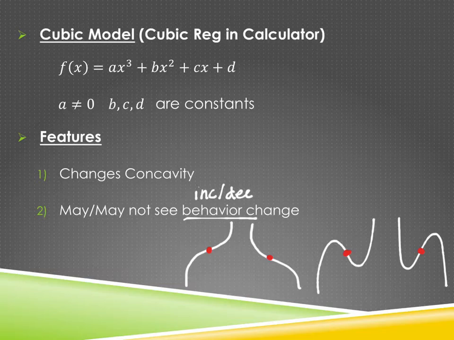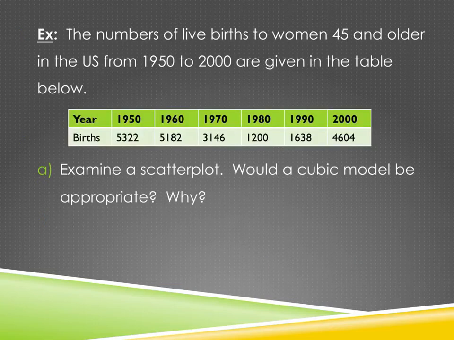All right, so we're going to do an example. Grab your calculator if you would. I'll grab mine as well. We have a table, and in our table we have the number of births in specific years. These are to older women who are 45 years and older in the United States.